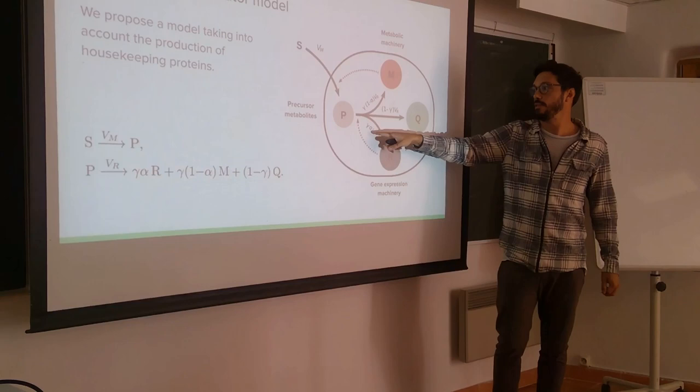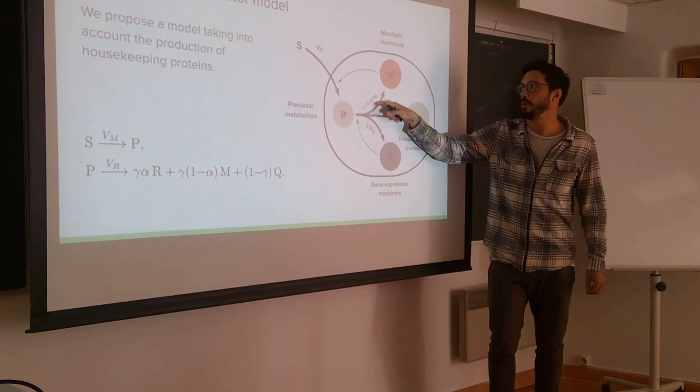So again, if it's equal to 1, you will be producing only ribosomes, while if it's equal to 0, you will only be producing enzymes, which we know is not optimal, okay? But that would be the extreme cases.